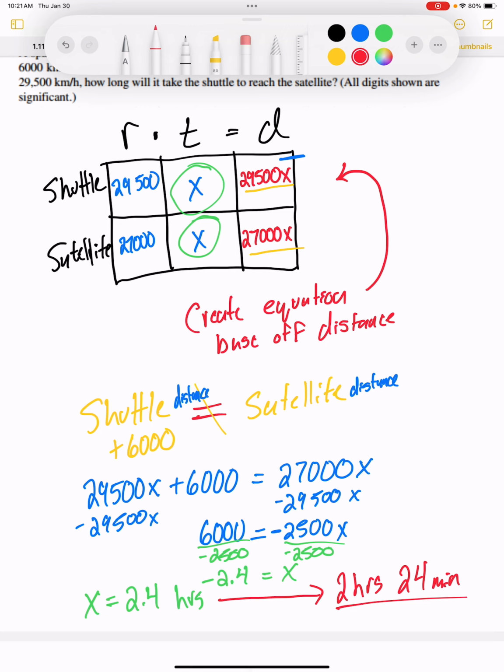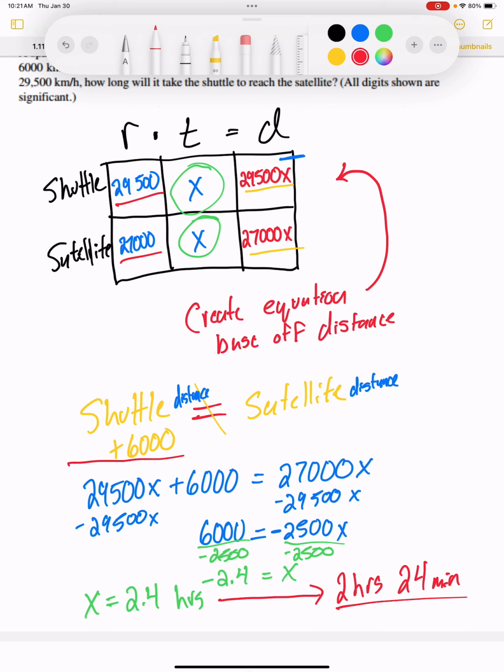If the shuttle's going at this speed, and the satellite's moving at this speed, and the satellite is further ahead, right? The satellite is 6,000 kilometers ahead of the shuttle. Then after 2 hours and 24 minutes, the shuttle will catch up to the satellite, right?